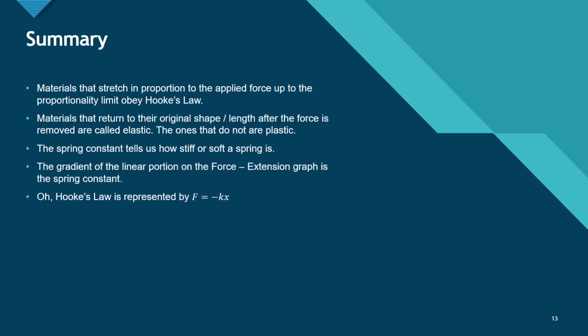So in summary, materials that stretch in proportion to the applied force up to the proportionality limit obey Hooke's law. That's a linear section on the graph. Materials that return to the original shape or length after the force has been removed are called elastic. The ones that do not are called plastic. The spring constant tells us how stiff or soft a spring is. The gradient of the linear portion on the force-extension graph is the spring constant, and Hooke's law is represented by F is equal to negative kx, keeping in mind that the negative sign just represents the direction that the force is being applied.